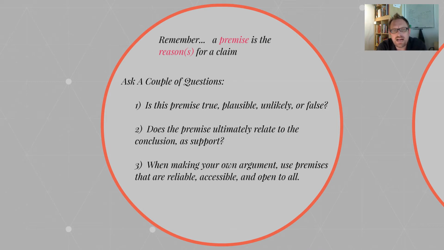A third sort of thing to ask, or at least sort of advice here, is when you're making your own argument, use premises that are reliable, that are accessible and open to all. Now, the idea here is that the goal of making an argument when you're making your own is to convince others, right? You can't convince others if the reasons you give them are unknown to your listener or to your reader. That is, if you give reasons that only a specialist would know, then that means your argument is really only credible for a specialist, because only a specialist can evaluate whether or not the premises are true, plausible, etc.